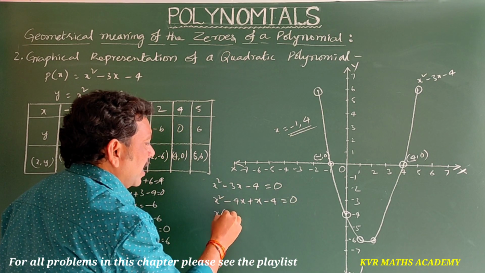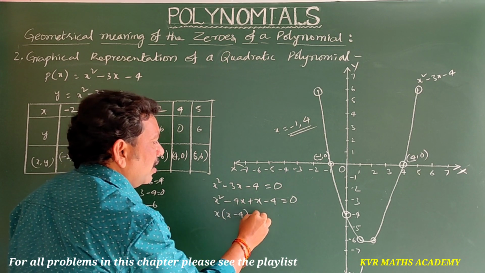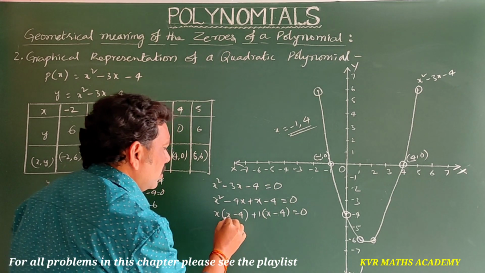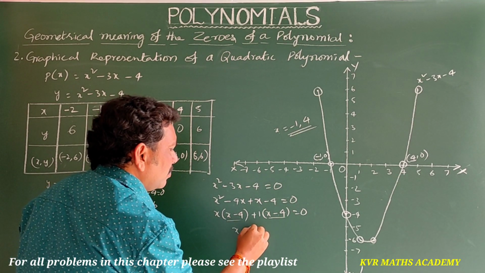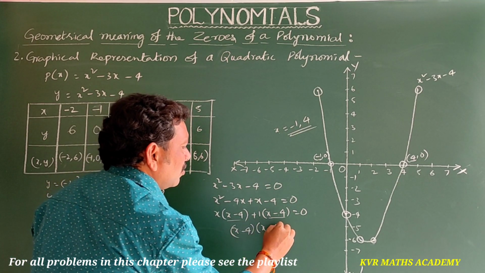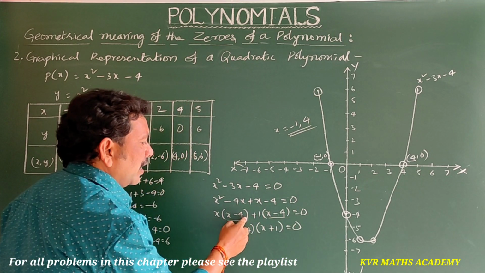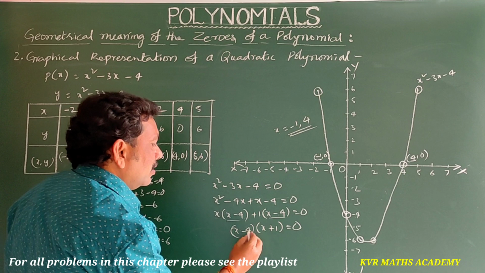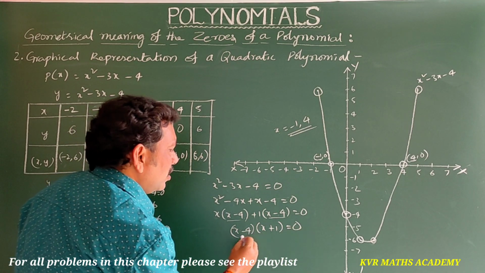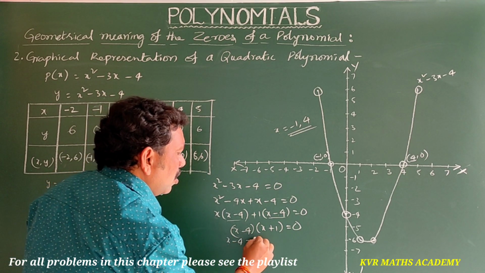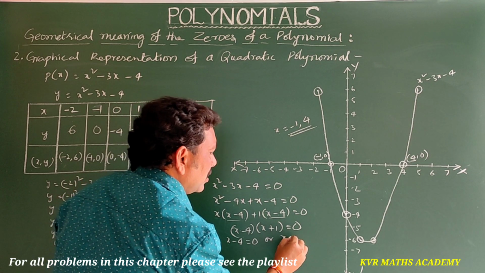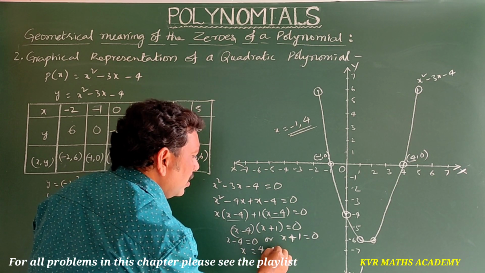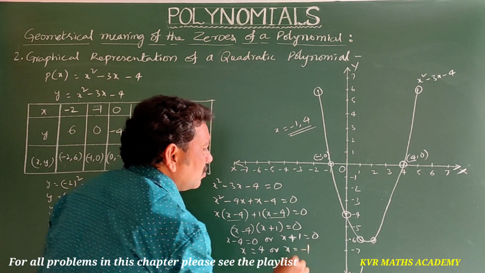So if you take x common, this will be x into (x minus 4) plus 1 common means (x minus 4) is equal to 0. Again, take x minus 4 common. The remaining part is x plus 1. So x minus 4 is equal to 0 or x plus 1 is equal to 0. So x is equal to plus 4 or x is equal to minus 1.